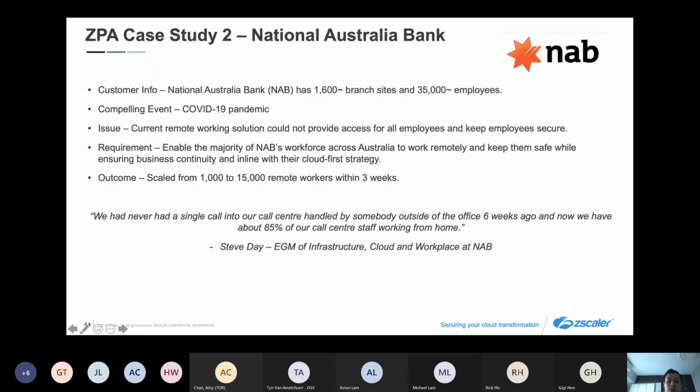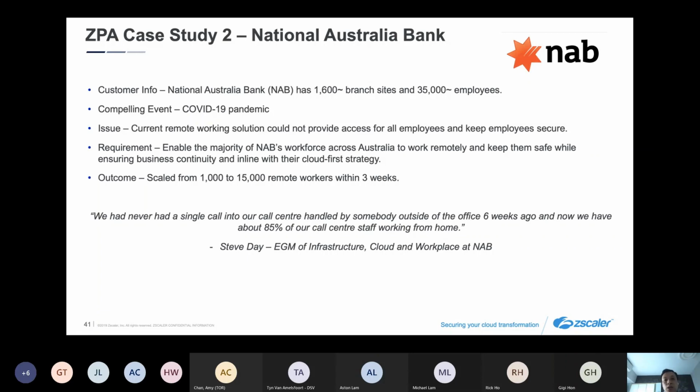They have more than 1,600 branch offices globally with more than 35,000 users. So they got hit like many enterprises by the pandemic, and they needed to support remote working environments as soon as possible. In 3 weeks, we had them scale from 1,000 to 15,000 remote workers. And this is what they mentioned in the case study. This is a use case from CPA, but actually National Australia Bank is also our ZIA customer.